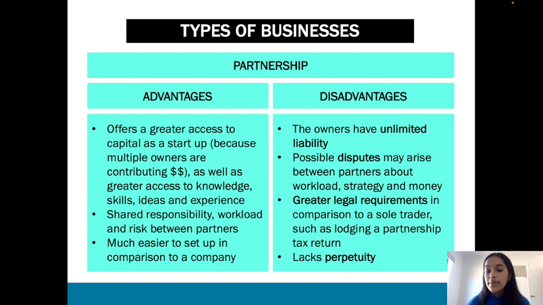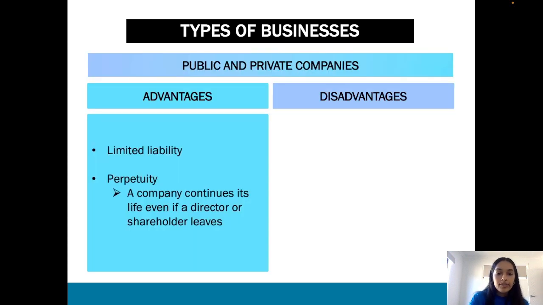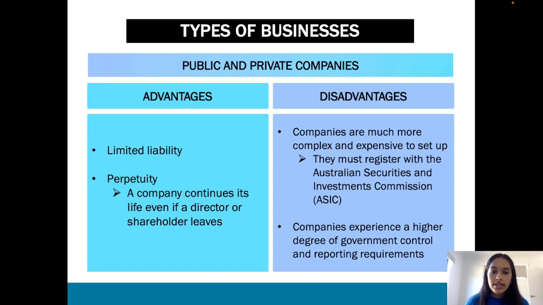There's also greater legal requirements in comparison to a sole trader. So, having to lodge a partnership tax return, and then it also lacks perpetuity. Okay, then we have private and public companies. So the advantages of these companies is that they have limited liability. So shareholders aren't personally liable. They just lose their business assets. And then also perpetuity. So a company continues its life even if a director or shareholder leaves.